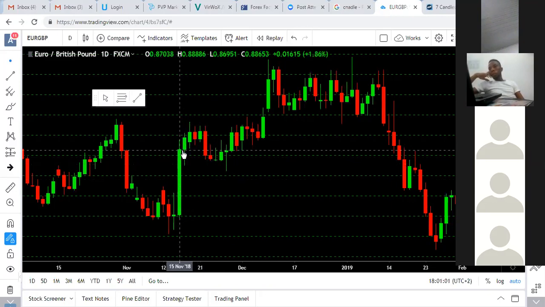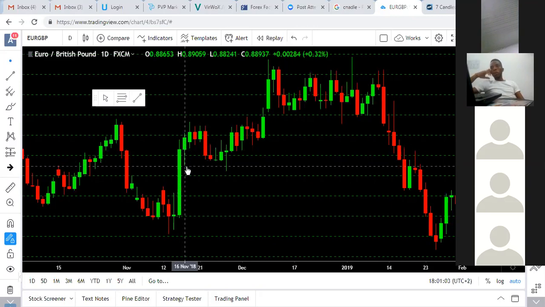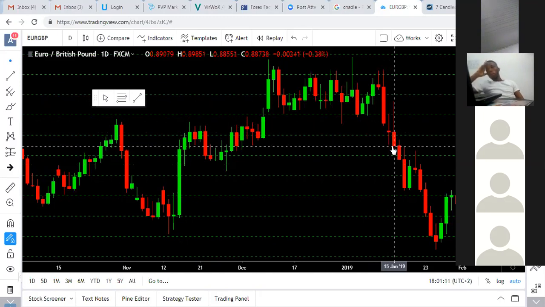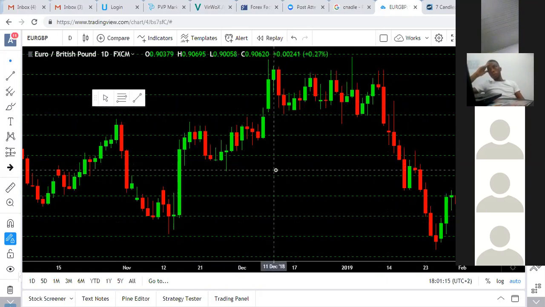This candle started as if it was going down, and then it came back and closed up. This one opened and went right up, and then came back to close down as a bearish candle. So these lines that you see are what we call wicks.